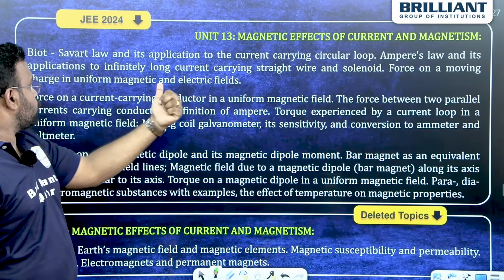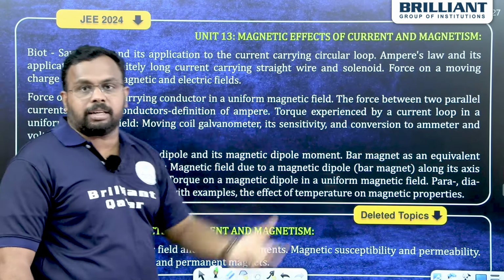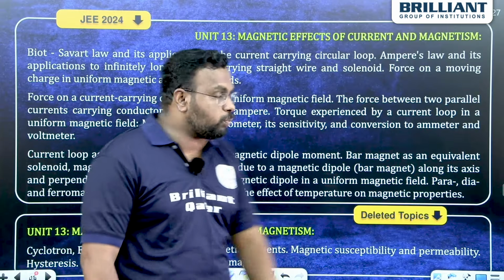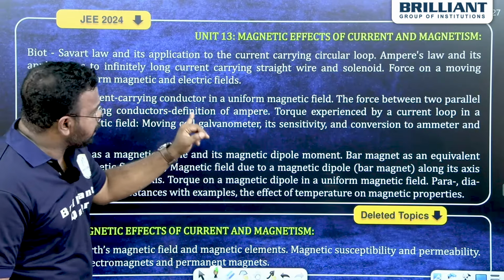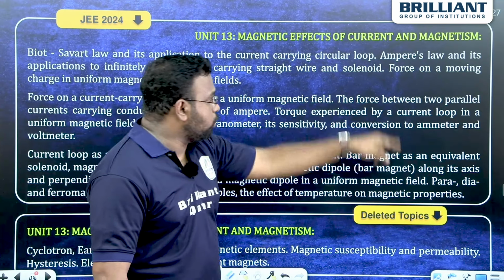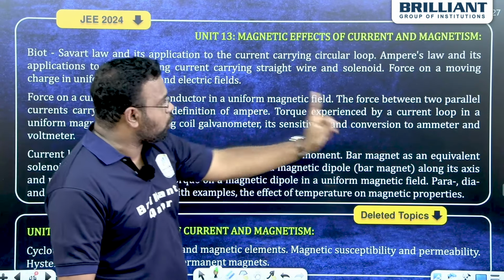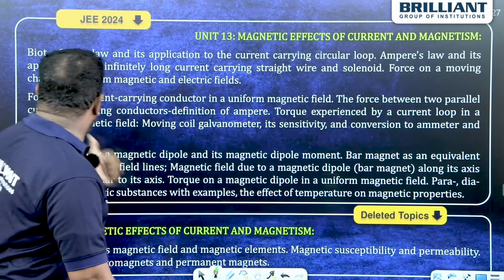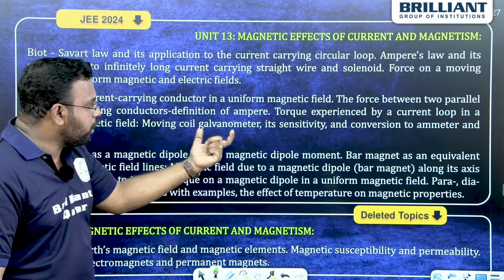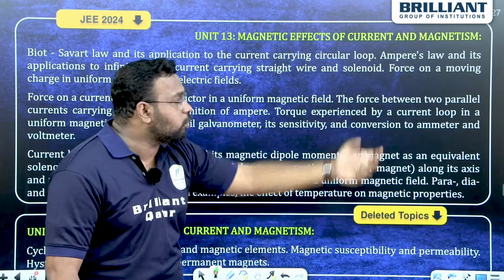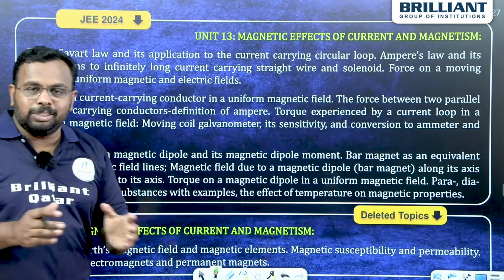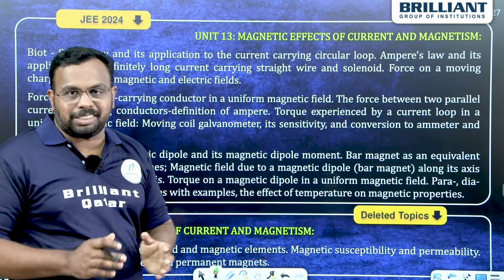Force on a moving charge in a uniform magnetic and electric field. Magnetic Lorentz force and electric Lorentz force. Force on a current carrying conductor in a uniform magnetic field. The force between 2 parallel current carrying conductors. Definition of 1 ampere, torque experienced by a current carrying loop in a uniform magnetic field. Moving coil galvanometer, sensitivity, conversion to ammeter and voltmeter. You know that this is a chapter with lots of equations, isn't it?